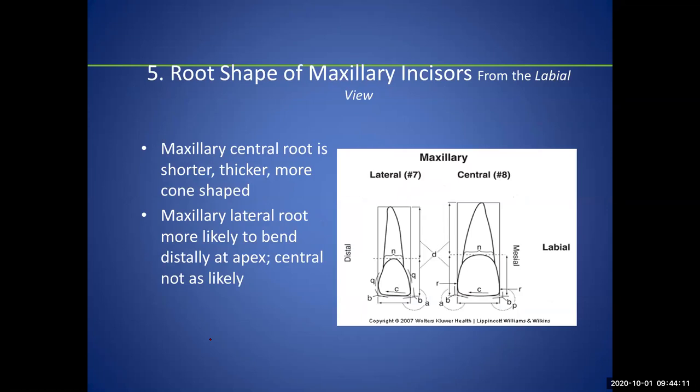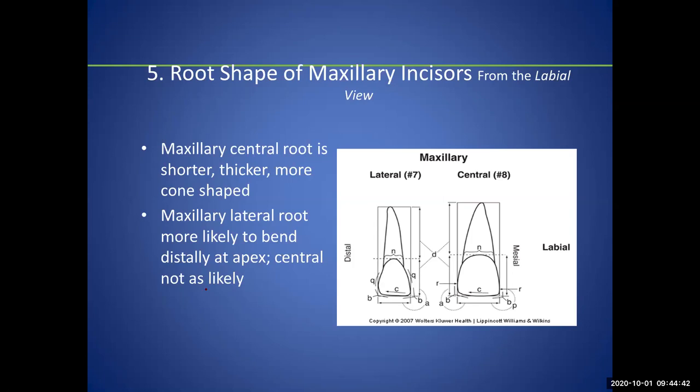The maxillary central root is relatively shorter, thicker, and more cone shape. It's a fatter root versus the maxillary lateral root, which is more likely to bend distally at the apex. That central incisor, not so much. One of those general characteristics, my friends, is if a root tilts or bends, it generally bends towards the distal.